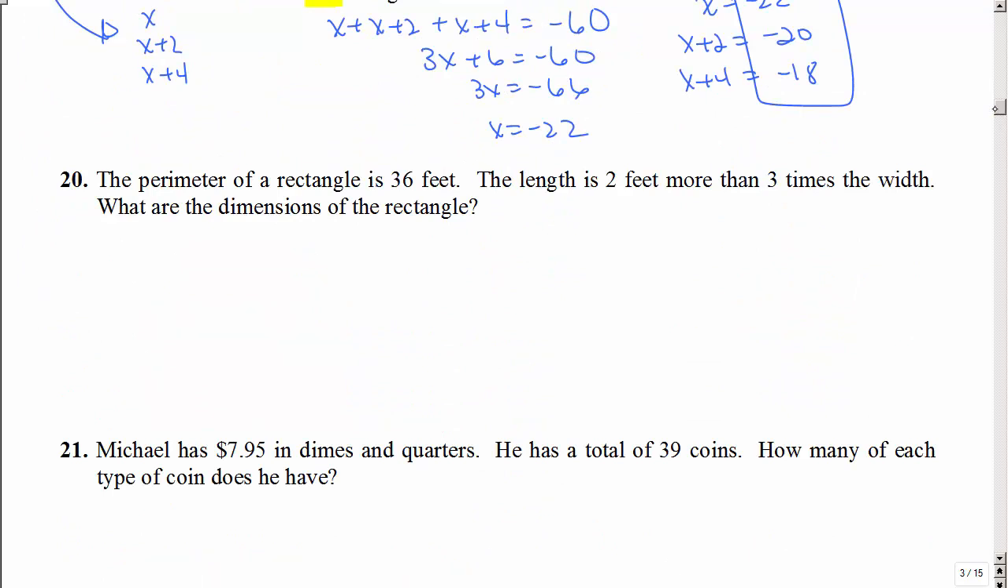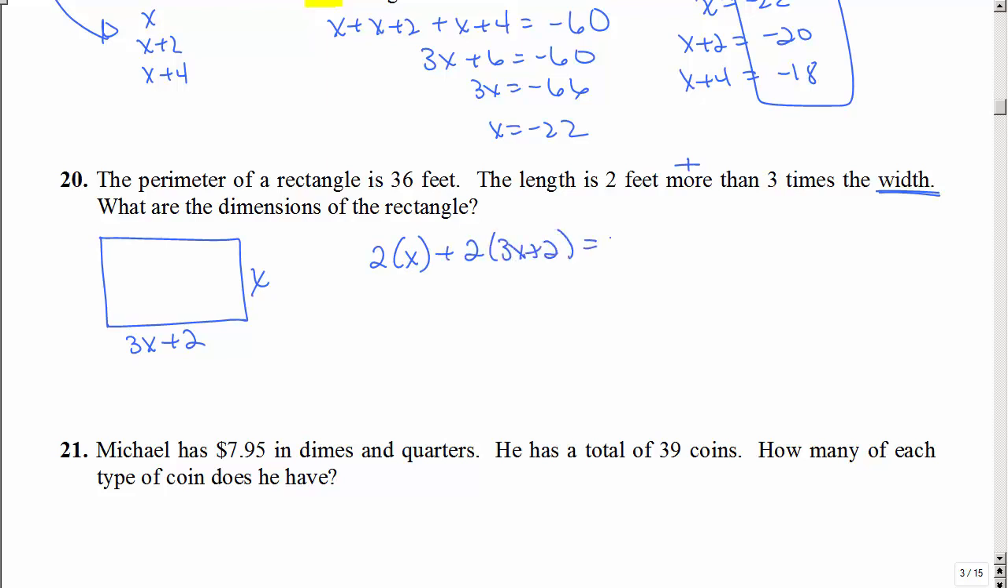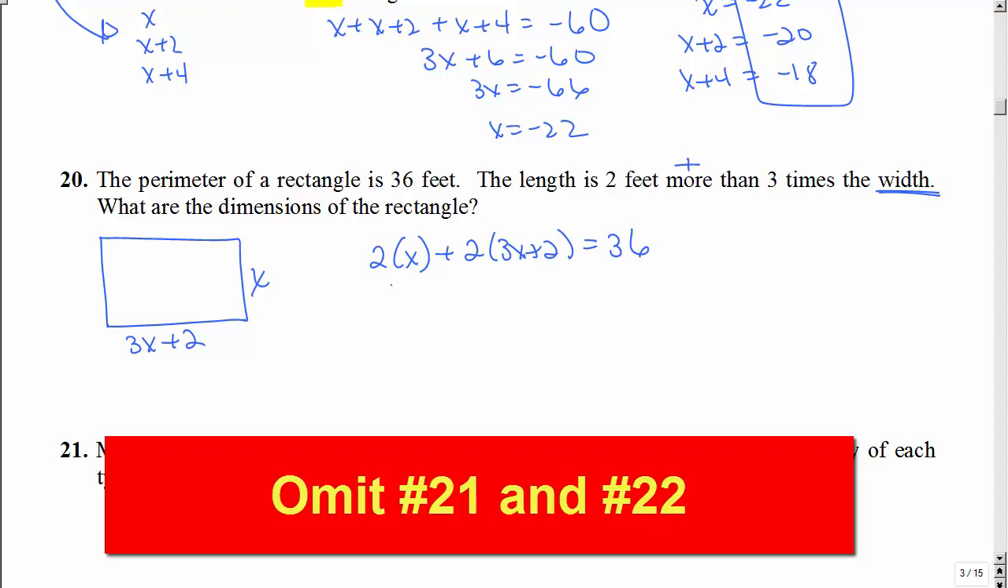Now we need to talk about the perimeter of a rectangle. Well, I do this by drawing a rectangle, and remember, a perimeter is all 4 sides. So the length is 2 feet more than 3 times the width. What's mentioned last is usually x. So that's 3x plus 2. So my perimeter would be twice the width plus twice the length equals the perimeter. So 2x plus 6x plus 4.